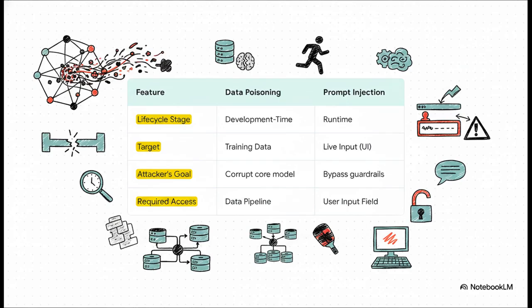And this last one, this is a game changer. The required access. A poisoning attack? That takes some serious, almost insider-level access to the data pipeline. But a prompt injection? All an attacker needs is access to the same input box any normal user has. That right there fundamentally changes the threat model.